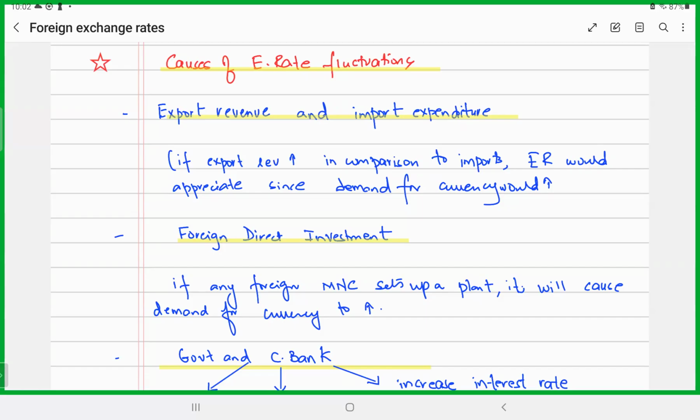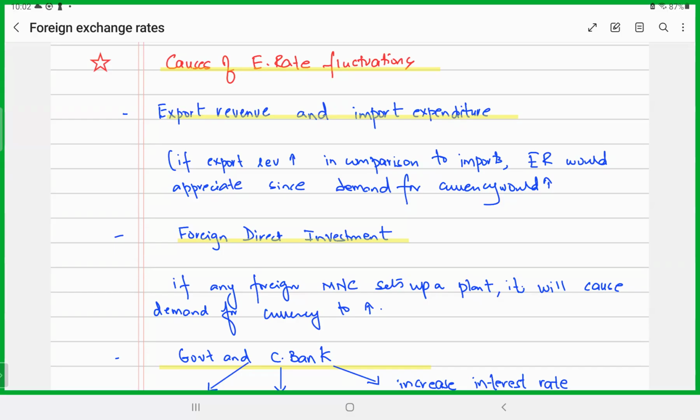Well, today we are here with the second part of our topic, foreign exchange rate. We'll be beginning with what are the reasons why exchange rate fluctuates. So let's look at the reasons.